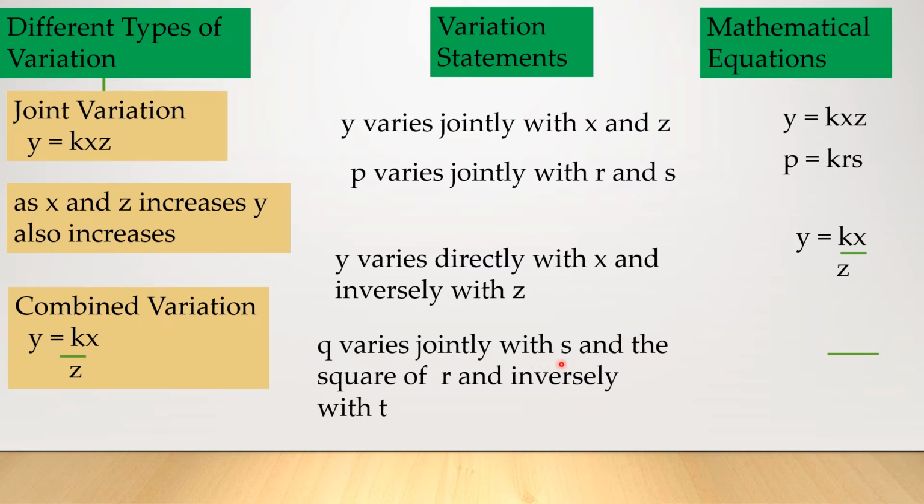Q varies jointly with S and the square of R and inversely with T. So that is now Q is equal to K times S times R squared, because that's the square of R, divided by T because inversely with T. So inverse variation means the other variable should be in the denominator.